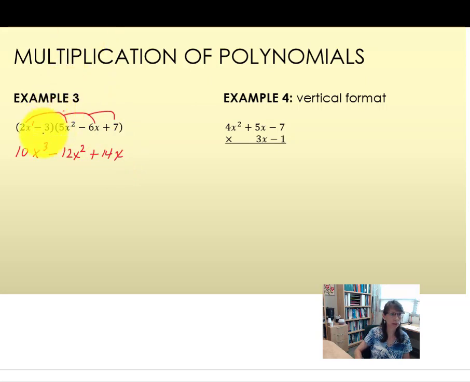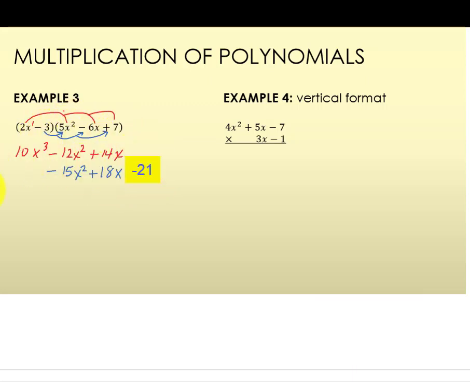Then I'm distributing -3. So -3 times 5x squared would be -15x squared. So I'm going to write that below my other x squared terms to collect my like terms. -3 times -6x would be +18x. So see how that lines up with the other x. And finally, -3 times 7 is -21.